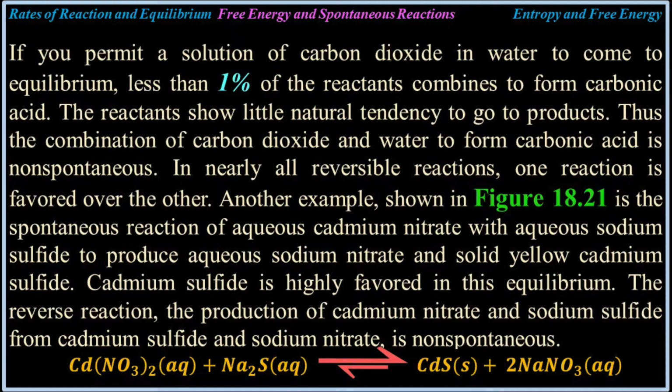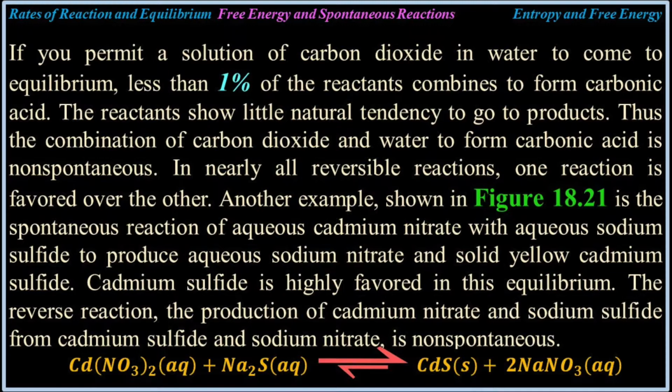Another example, shown in figure 18.21, is the spontaneous reaction of aqueous cadmium nitrate with aqueous sodium sulfide to produce aqueous sodium nitrate and solid yellow cadmium sulfide. Cadmium sulfide is highly favored in this equilibrium. The reverse reaction, the production of cadmium nitrate and sodium sulfide from cadmium sulfide and sodium nitrate, is non-spontaneous according to the below equation.